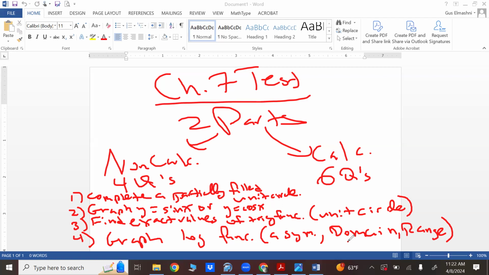The log function problem will have some sort of transformation. It might be like y equals 2 times log base 3 of x minus 1, something like that. We'll review that as well. So that's going to be the non-calc. Because I need space, let me go ahead and clear all this junk here.